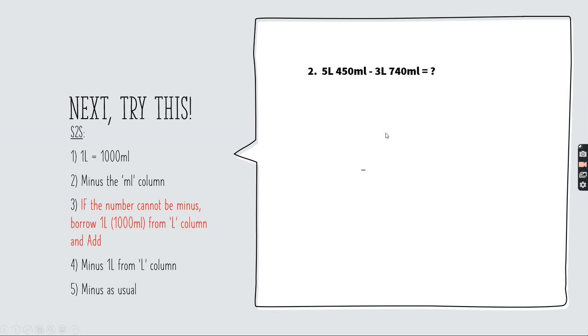Next, you can try this by yourself. Rewrite these quantities in column format first, and then you start minus from the milliliters column. Ask yourself, can you minus 450 minus 740? If cannot, then you look at step number 3. Your answer should be 1 liter, 710 milliliters.